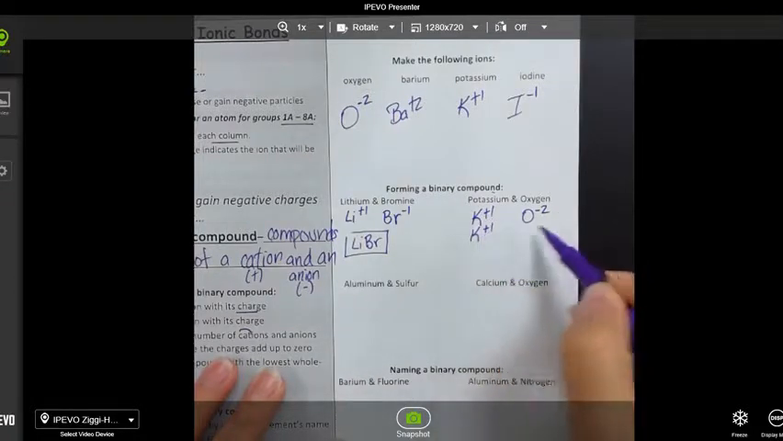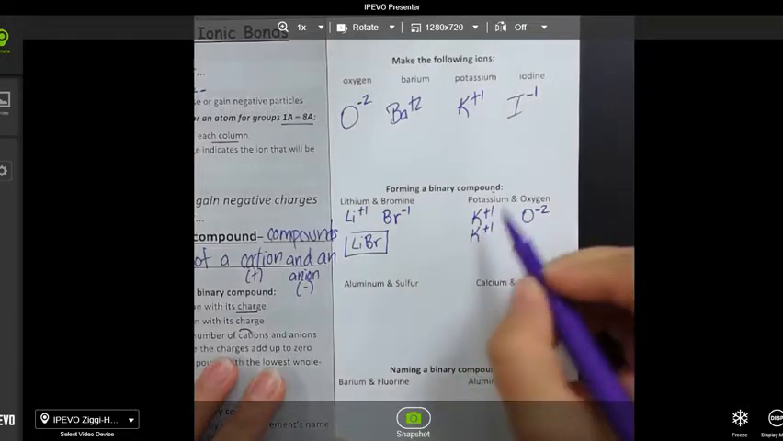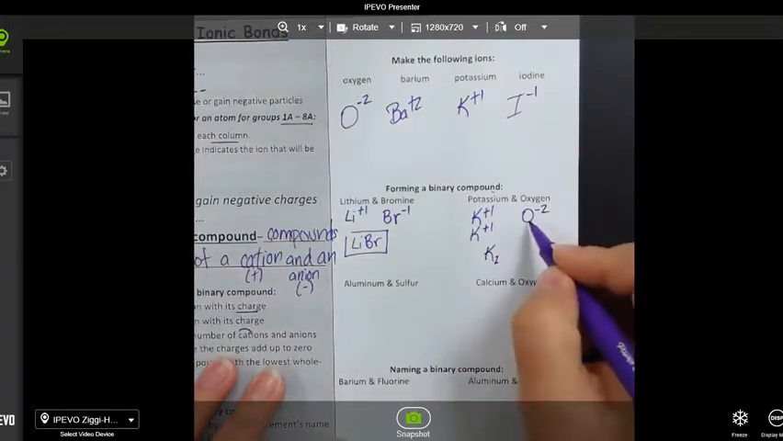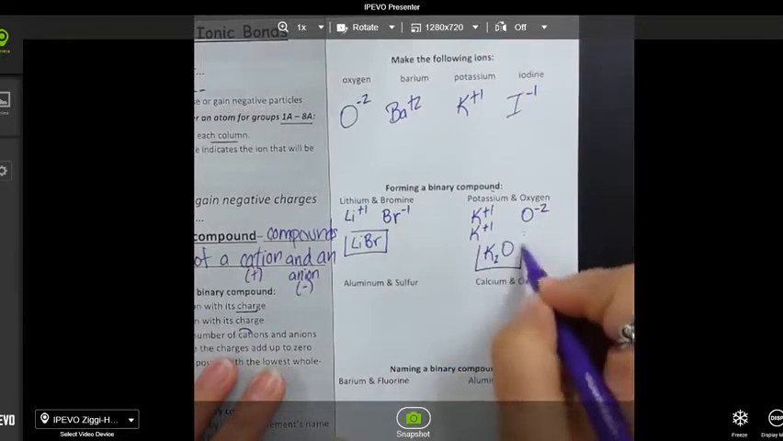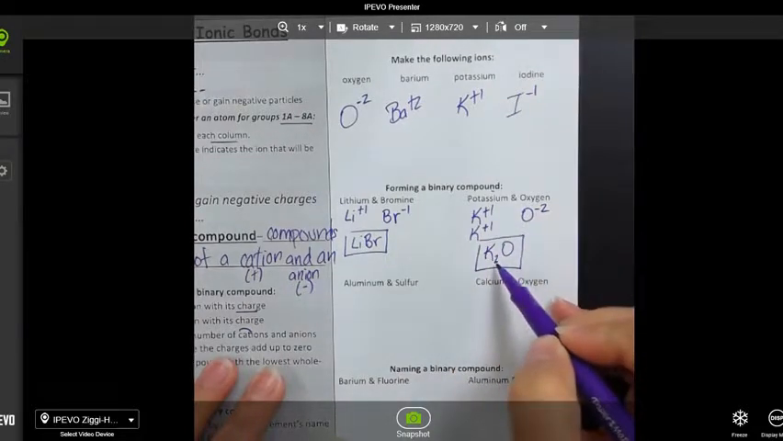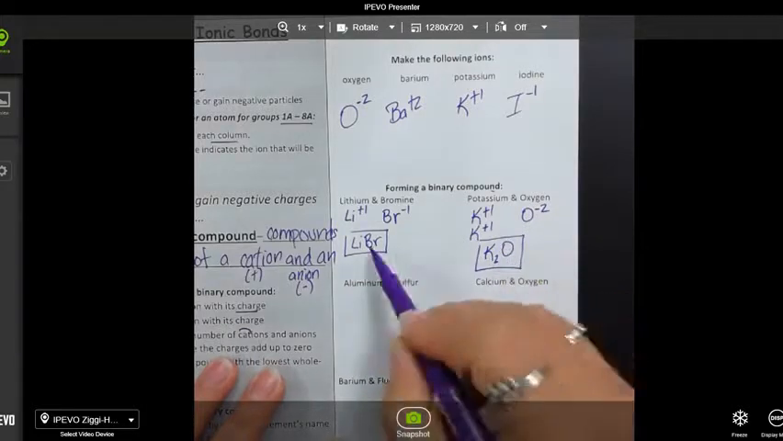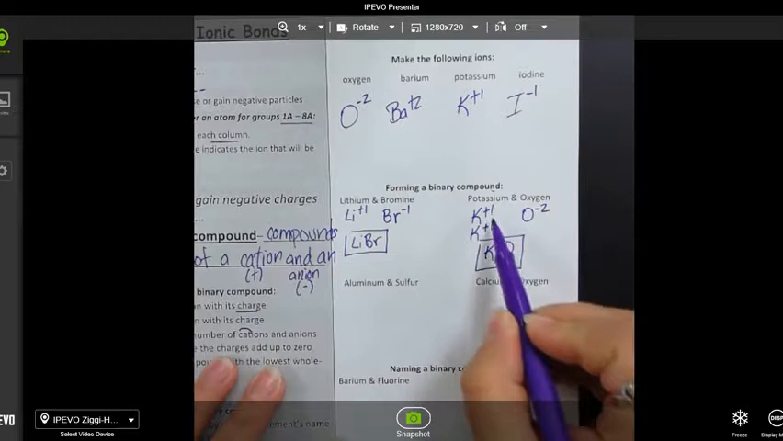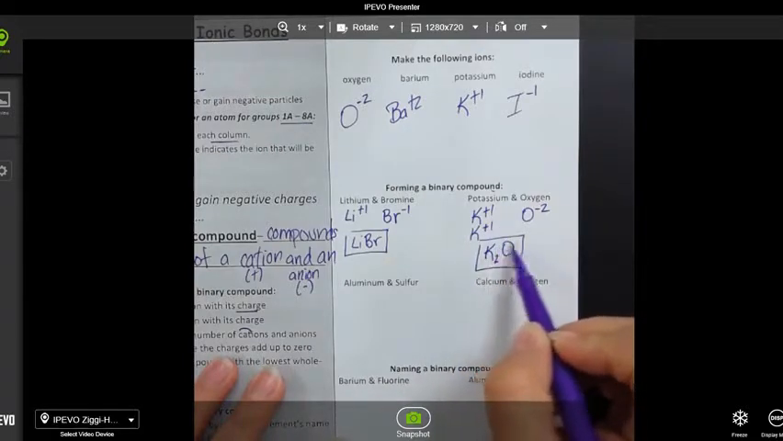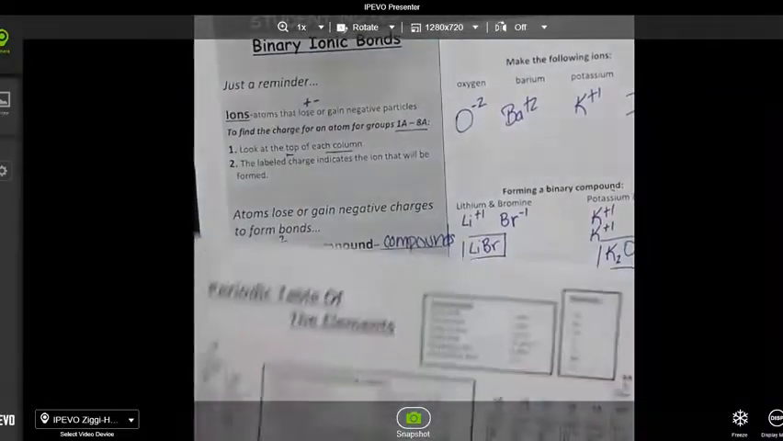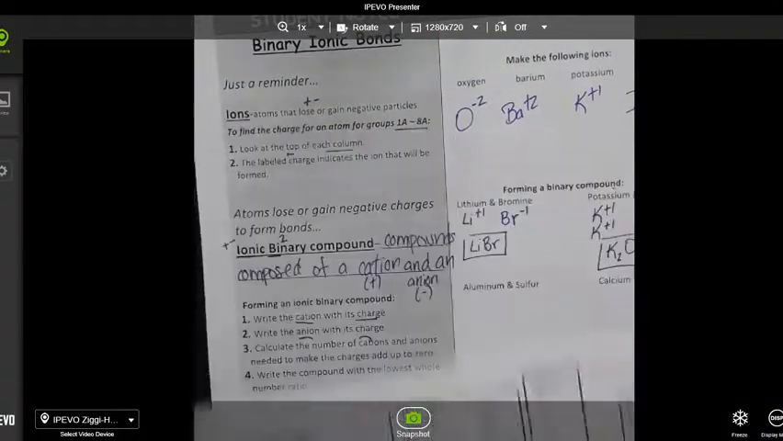Then I need to count how many of each of these ions I have. I have 2 potassiums, so I'm going to use this little thing down here called a subscript to denote how many potassiums I have. And I only have 1 oxygen. So here's my compound. Looking back at it, I have 2 +1 potassiums and 1 -2 oxygen. Notice how when I put things in a compound, I am no longer writing the charge. I do not need to include the charges in the compound because the charge is now equal to 0. All right, let's take a look at aluminum and sulfur. Aluminum is over here, a member of group 3, so aluminum is +3.